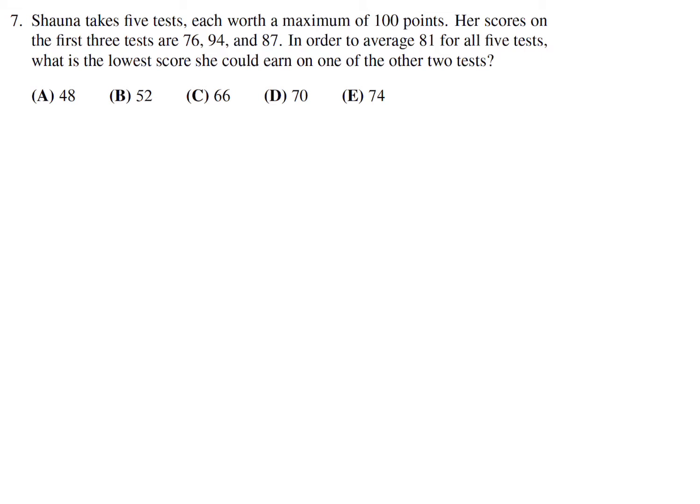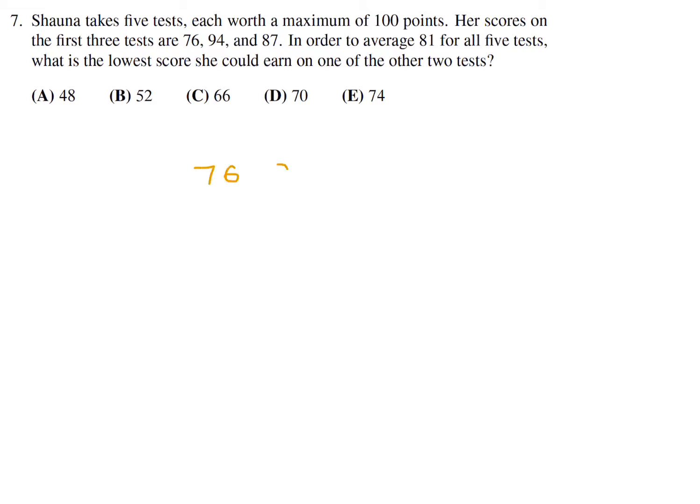Shauna takes 5 tests, each worth a maximum of 100 points. Her scores on the first 3 are 76, 94, and 87. In order to average 81 for all 5 tests, what is the lowest score she could earn on one of the other 2 tests?